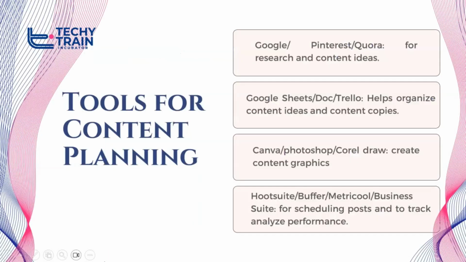Okay, now what are the tools for content planning? You can use Google, Pinterest, or Quora to research content ideas. What kind of questions are people asking about fitness, about beauty, about health, about medicine, or basically anything related to your brand? You can also use Google Sheets, Docs, or Trello to help you organize your content ideas and content copies. Okay, what are the content ideas, the content pillars? What would be in the caption? What would be the hashtags? Just put everything in place.